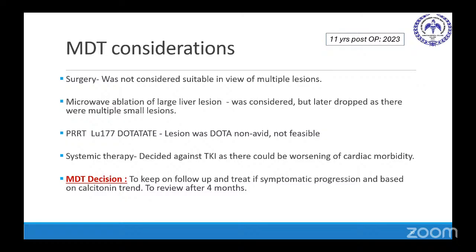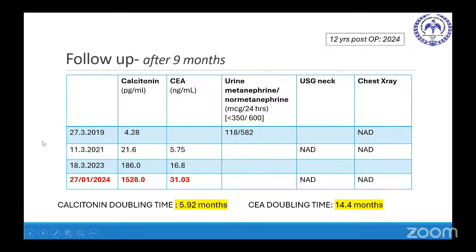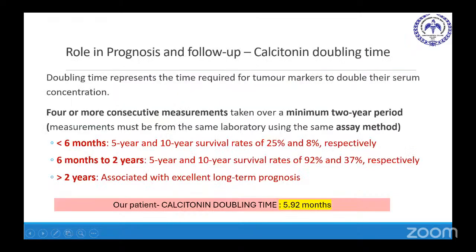However, he came back to us after 9 months when we saw that his calcitonin was alarmingly high at 1528, and the calcitonin doubling time was 5.9 months, that is less than 6 months. And CEA was also elevated. So we'll just talk about the importance of calcitonin doubling time in the prognostication of MTC.